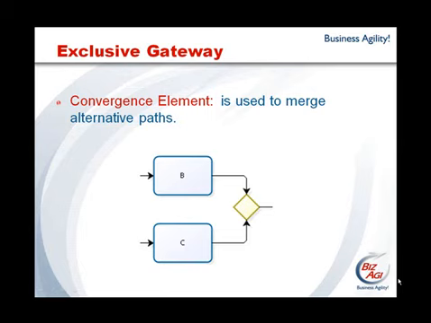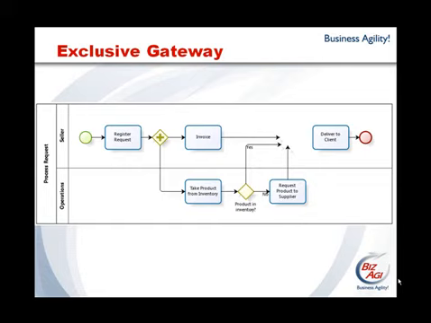The exclusive gateway, as an element of convergence, enables joining alternative routes into only one. It is only used when it is necessary to synchronize the flow later on. We are going to see an example to make it clearer. In this process, we need to represent the following business situation.